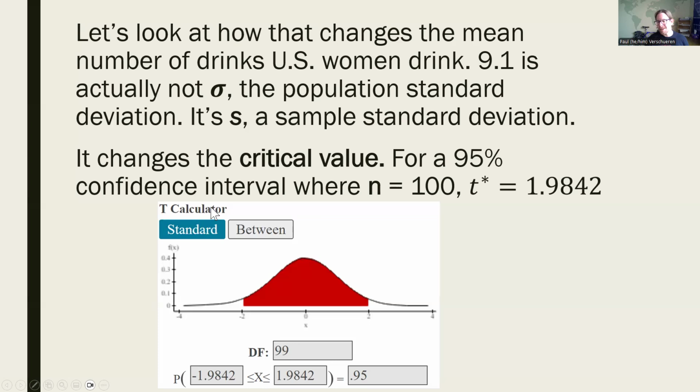Notice right here it says T calculator. You'll start using this. It's in the same location as the normal calculator, just a different place in that list. For n equals 100, the DF, degrees of freedom, is always one less than the sample size. So if n is 100, we'd use 99. If n was 10, we'd use 9. If n were 1,000, we'd use 999. The critical value or confidence multiplier would be 1.9842 in this scenario, so to get to 95% of the data, you'd have to go 1.9842 standard deviations above and below the mean.